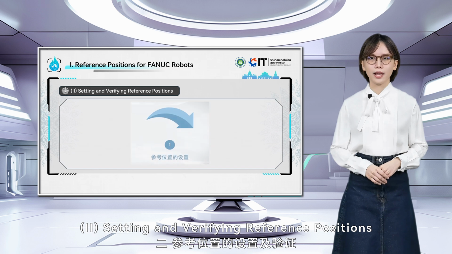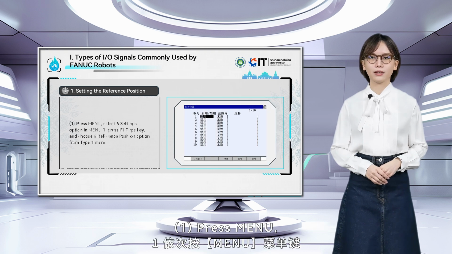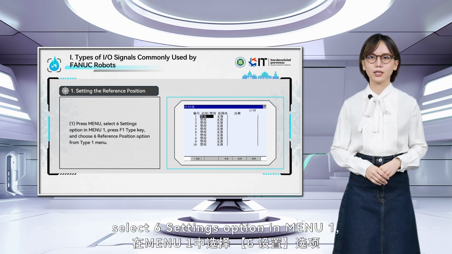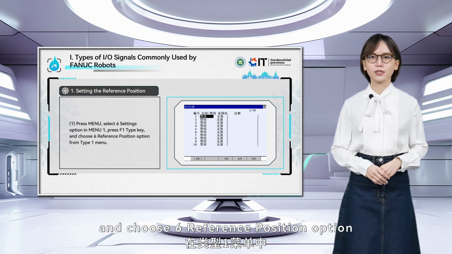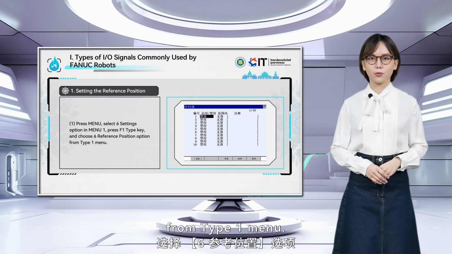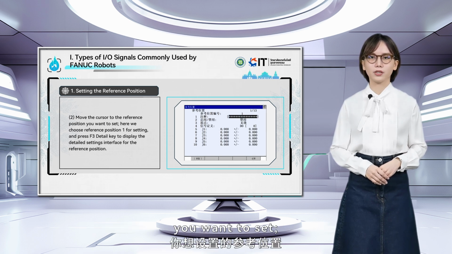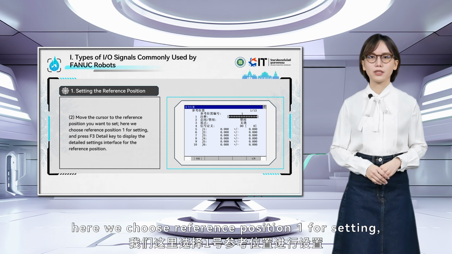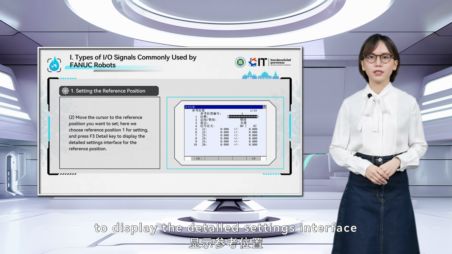2. Setting and verifying reference positions. 1. Setting the reference position. 1. Press Menu, select 6 Settings option in Menu 1, press F1 Type key, and choose 6 Reference Position option from Type 1 menu. 2. Move the cursor to the reference position you want to set. Here we choose Reference Position 1 for setting, and press F3 Detail key to display the detailed settings interface for the reference position.